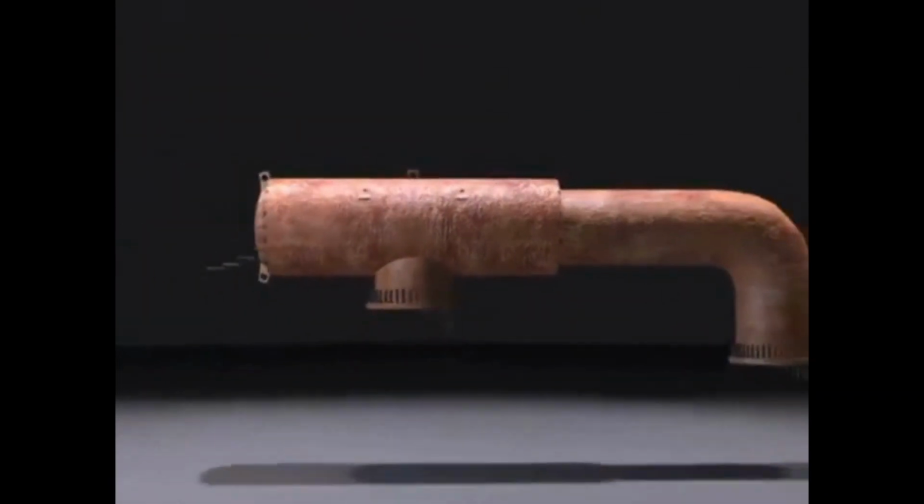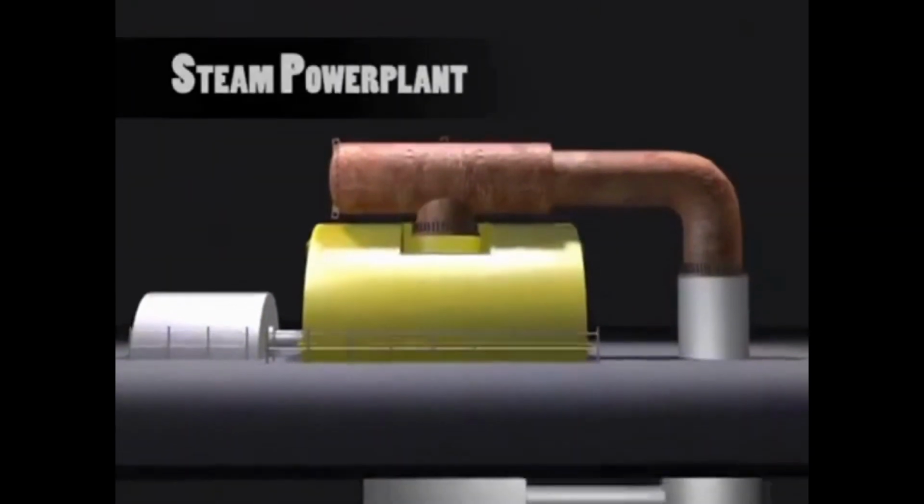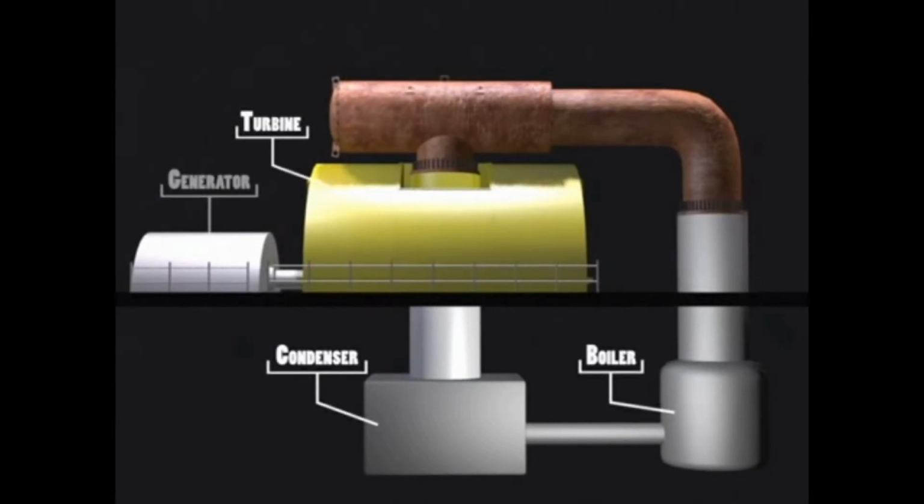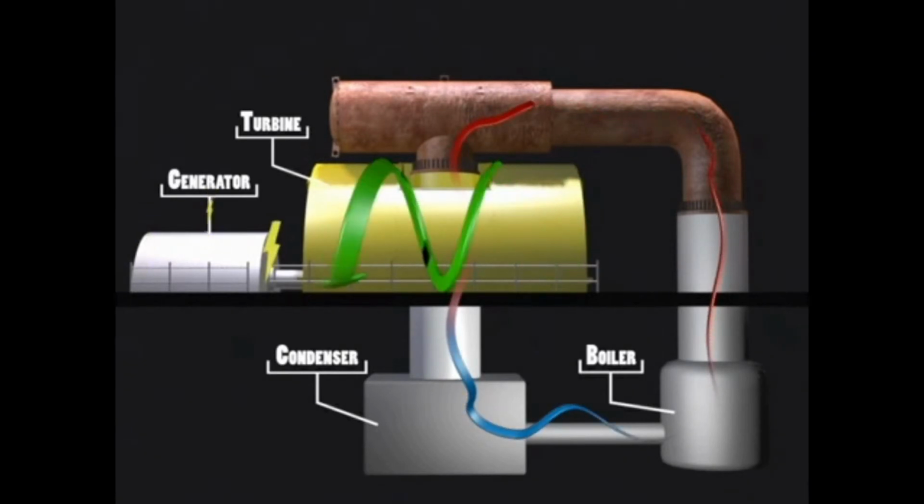Another example is a steam power plant. It consists of four major components: the condenser, boiler, turbine, and generator. Water, using coal, fossil fuels, or gas, is superheated within the boiler into steam. Steam is then thrust through the turbine to generate electricity. The steam is then sent down to the condenser and back to the boiler to repeat the process.